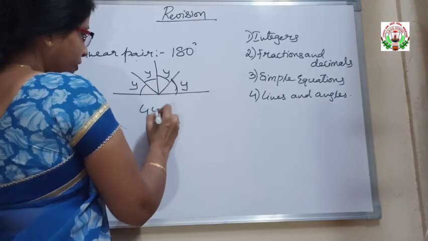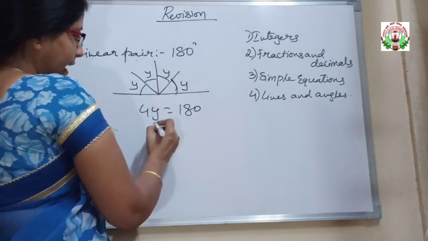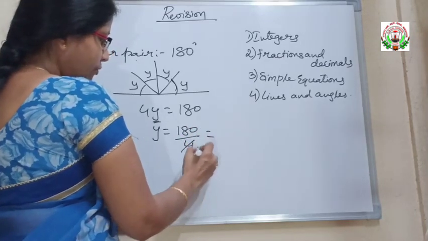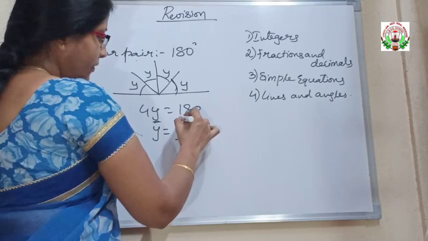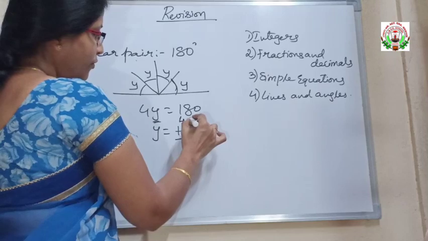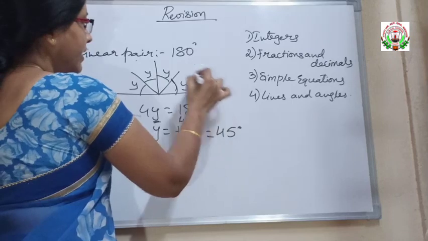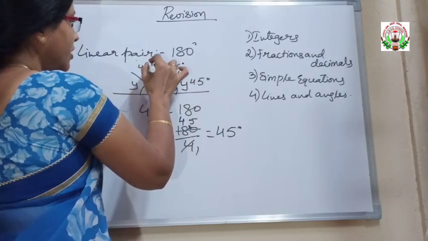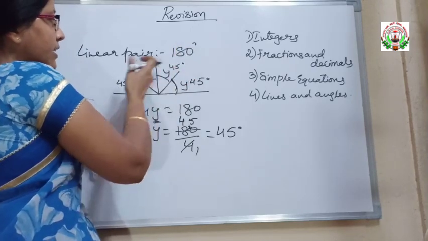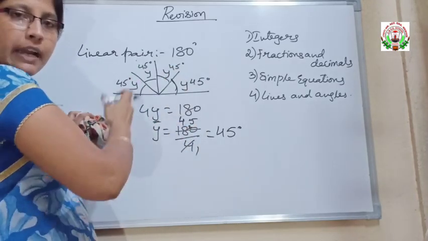So 4y equals 180 degrees, y plus y plus y plus y is 4y, and the value of y equals 180 divided by 4. See, 4 ones are 4, 4 threes are 12, 4 fours are 16, 4 fives are 20. So it is 45 degrees. This is 45 degrees, this is 45 degrees, this is 45 degrees, this is 45 degrees. I have distributed this 180 degrees 4 times, so all these y's are in a linear pair. I can give you this kind of question also.